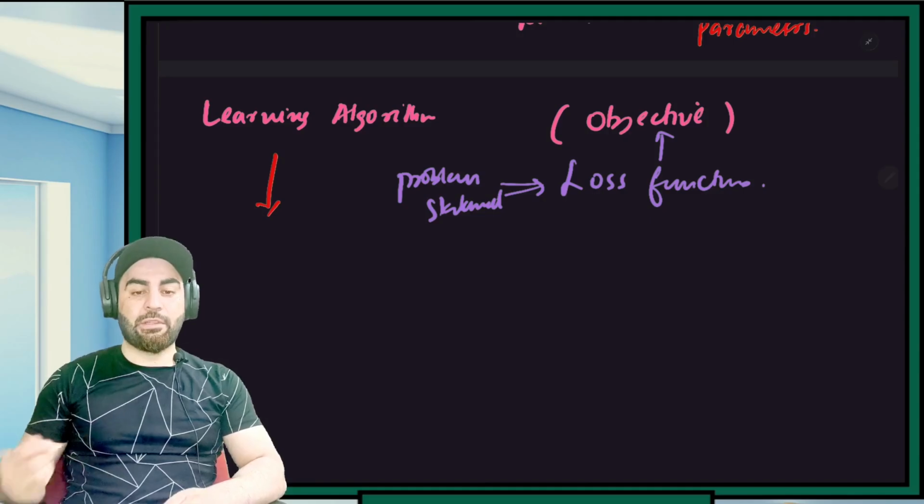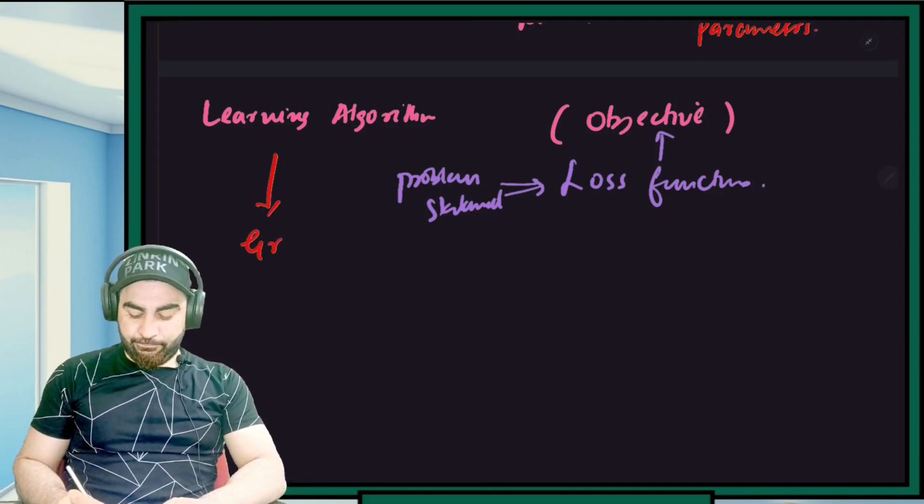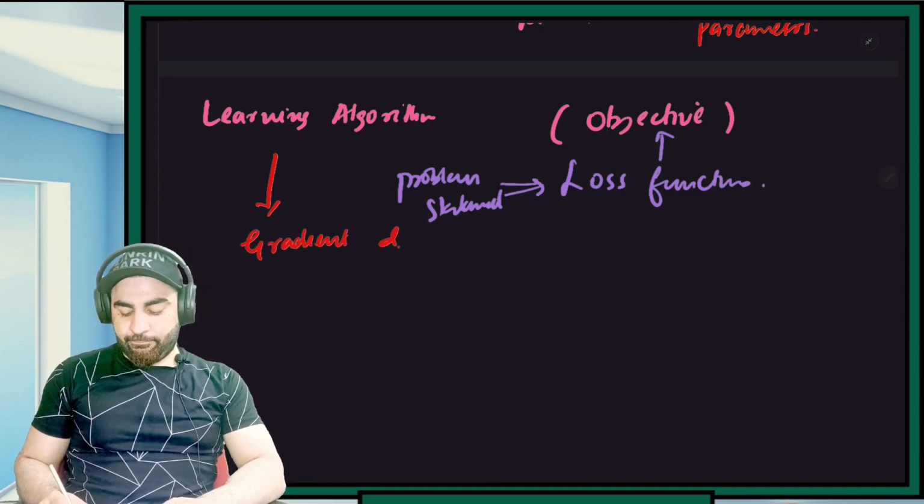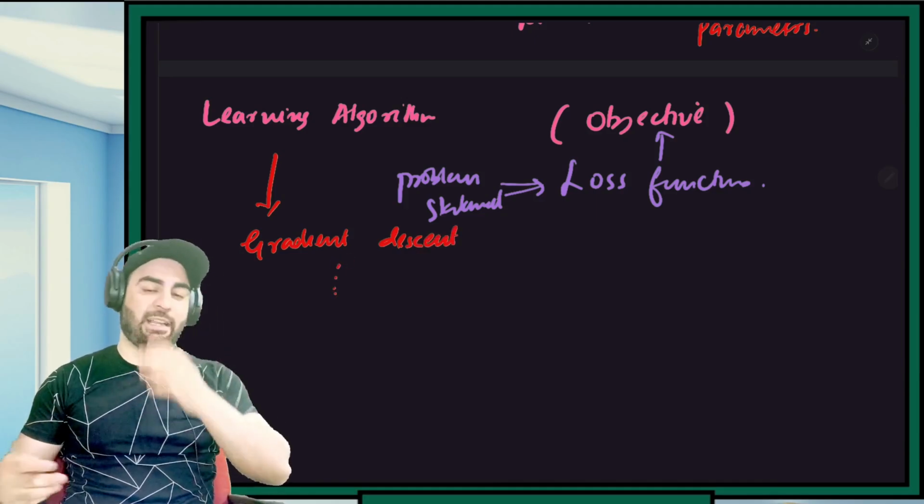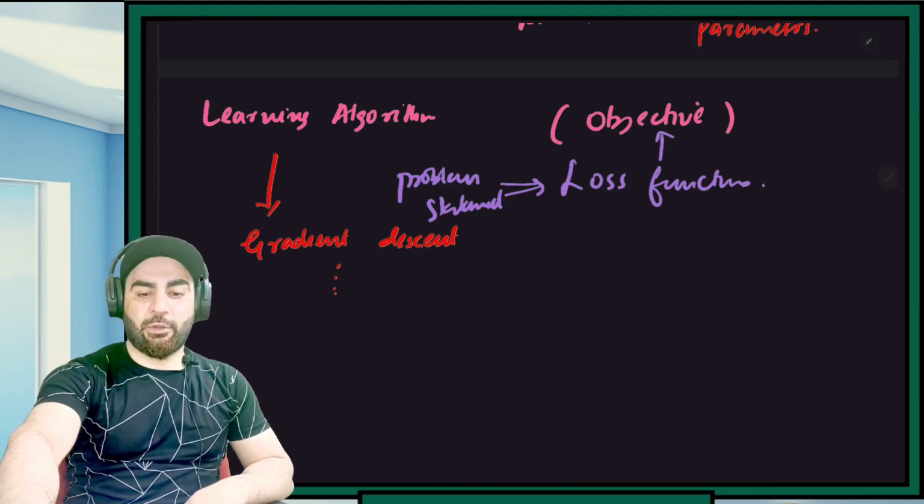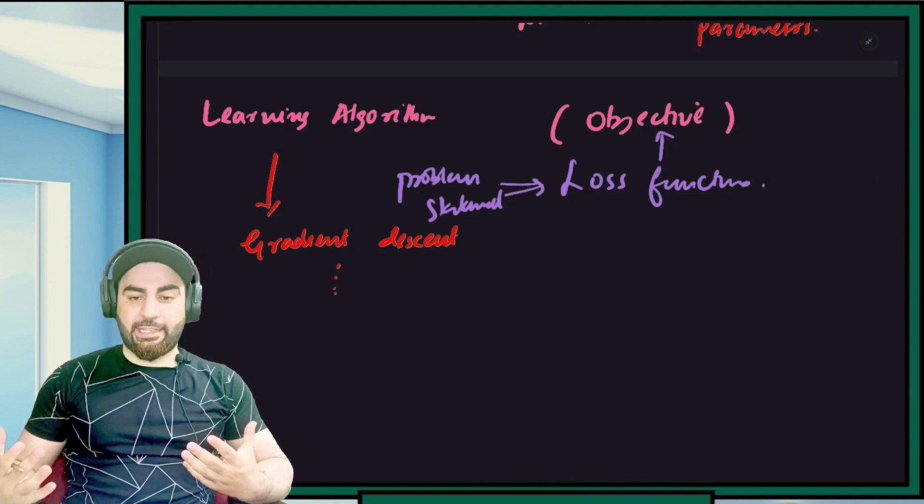So what are learning algorithms? You have gradient descent, and you have a lot of things, these optimizers defined, and there are a lot of things that go into this. Okay, and now let's take an example, the running example.